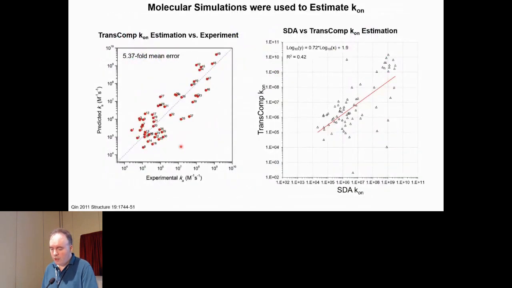So this figure here is from TransComp. It's from their publication. And what they did was, from the literature, they pulled out experimental K-ons, and they downloaded the structures of the protein complexes, and they used their software to predict the K-on. And you can see that's accurate to, roughly speaking, give or take a factor of 5. So we took the TLR pathway PPIs, we ran them through AlphaFold, pulled out the structures, and then we did both SDA and TransComp, and they agree somewhat, an R squared of 0.42.